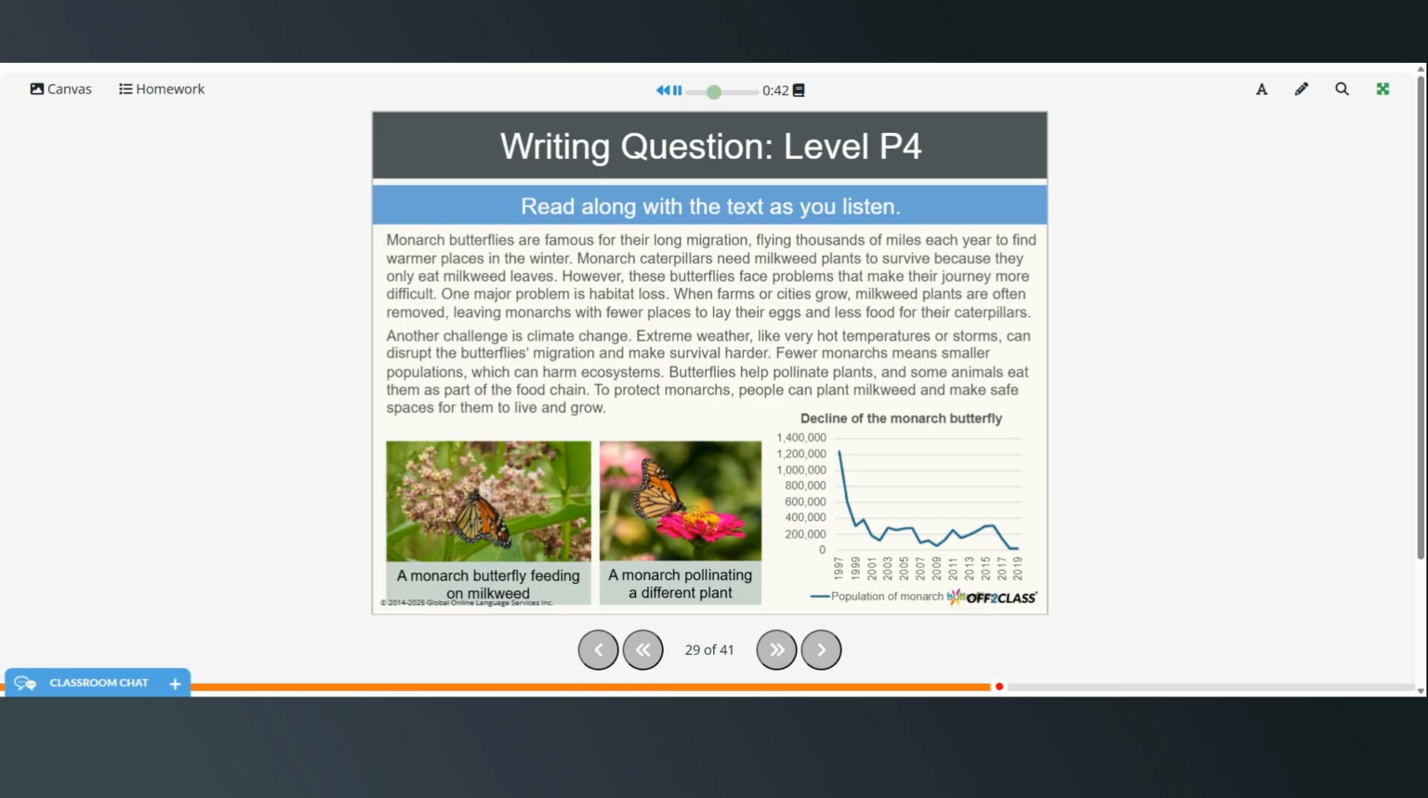One major problem is habitat loss. When farms or cities grow, milkweed plants are often removed, leaving monarchs with fewer places to lay their eggs and less food for their caterpillars.